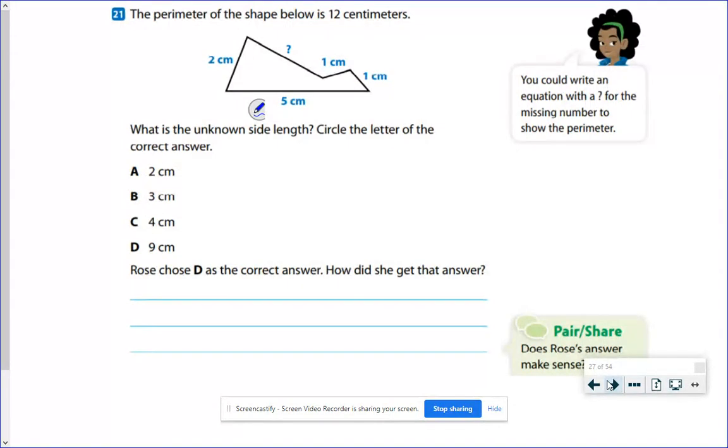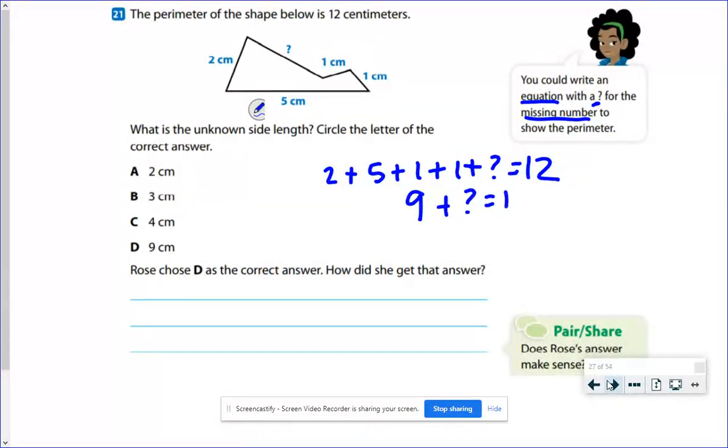Again, practice writing the addition sentence using a question mark. Write an equation with a question mark for the missing number and set it equal to the total perimeter. So we're going to add 2 plus 5 plus 1 plus 1 plus question mark equals 12. 7, 8, 9. So the missing side length on this one is 3.